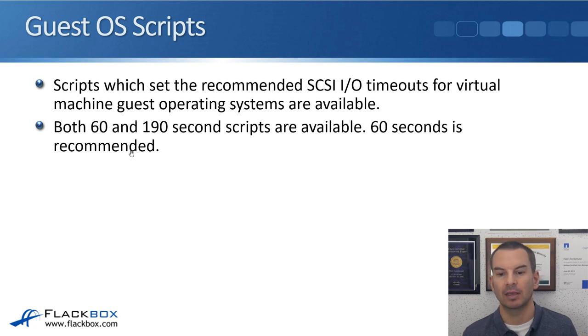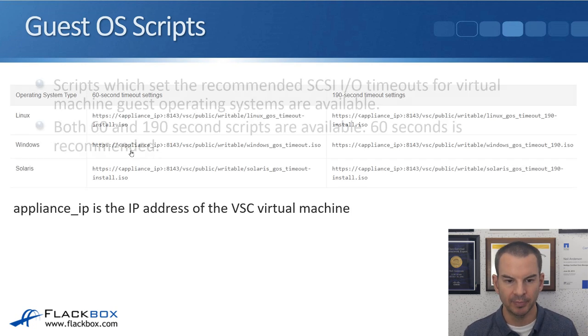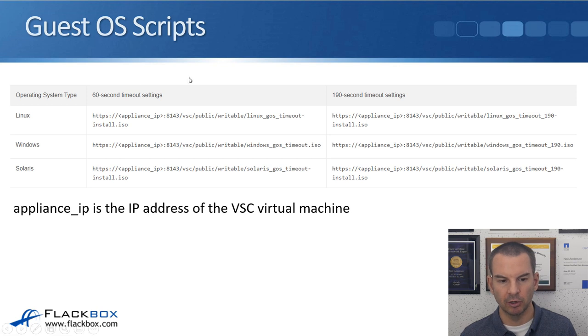Scripts which set the recommended SCSI I/O timeouts for the virtual machine guest operating systems are available. Both 60 and 190 second scripts are available. 60 seconds is recommended. 190 might be more suitable in your environment if you require a longer timeout. And this is where the scripts are available from. So you see there's scripts for Linux, for Windows, and for Solaris, and it shows the path to get them from here.